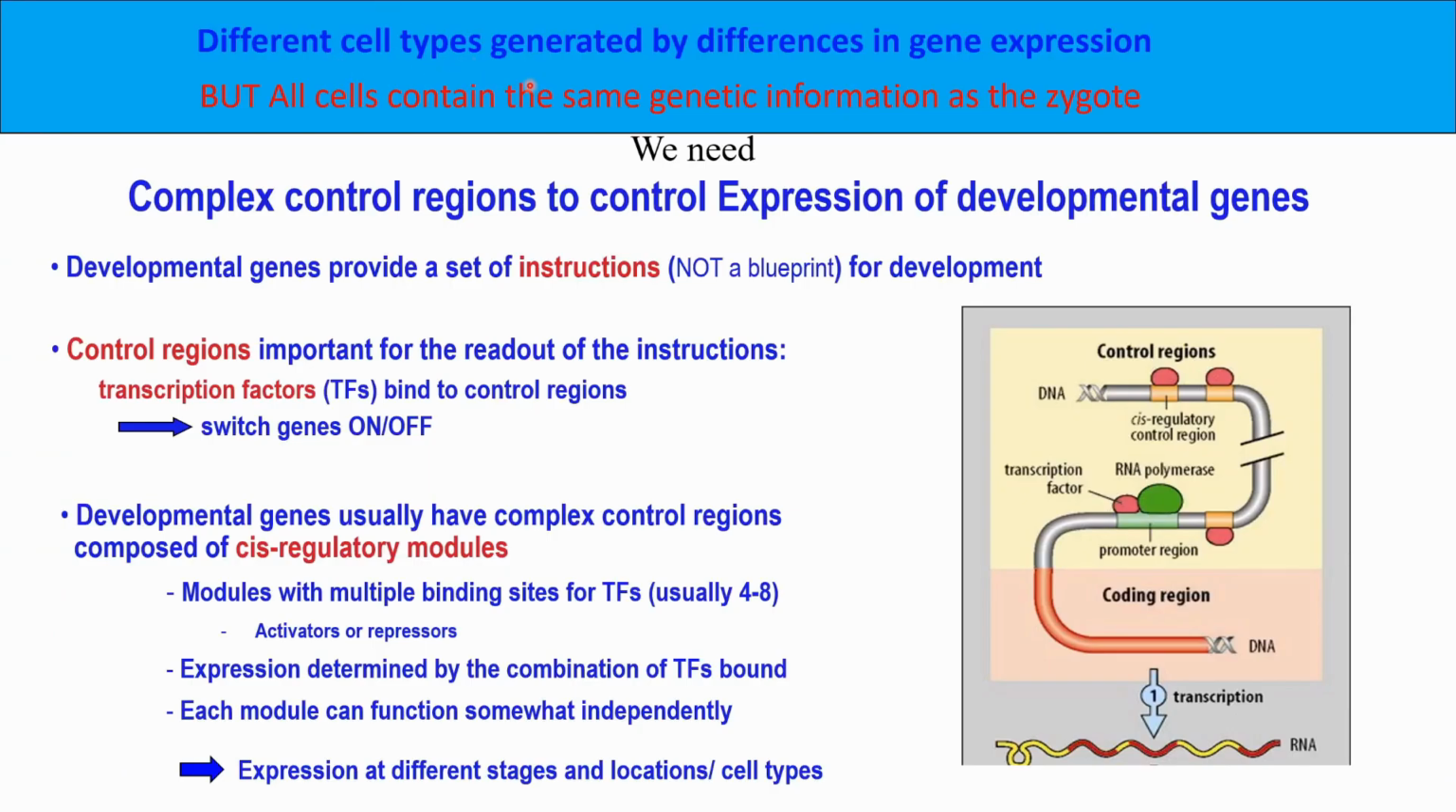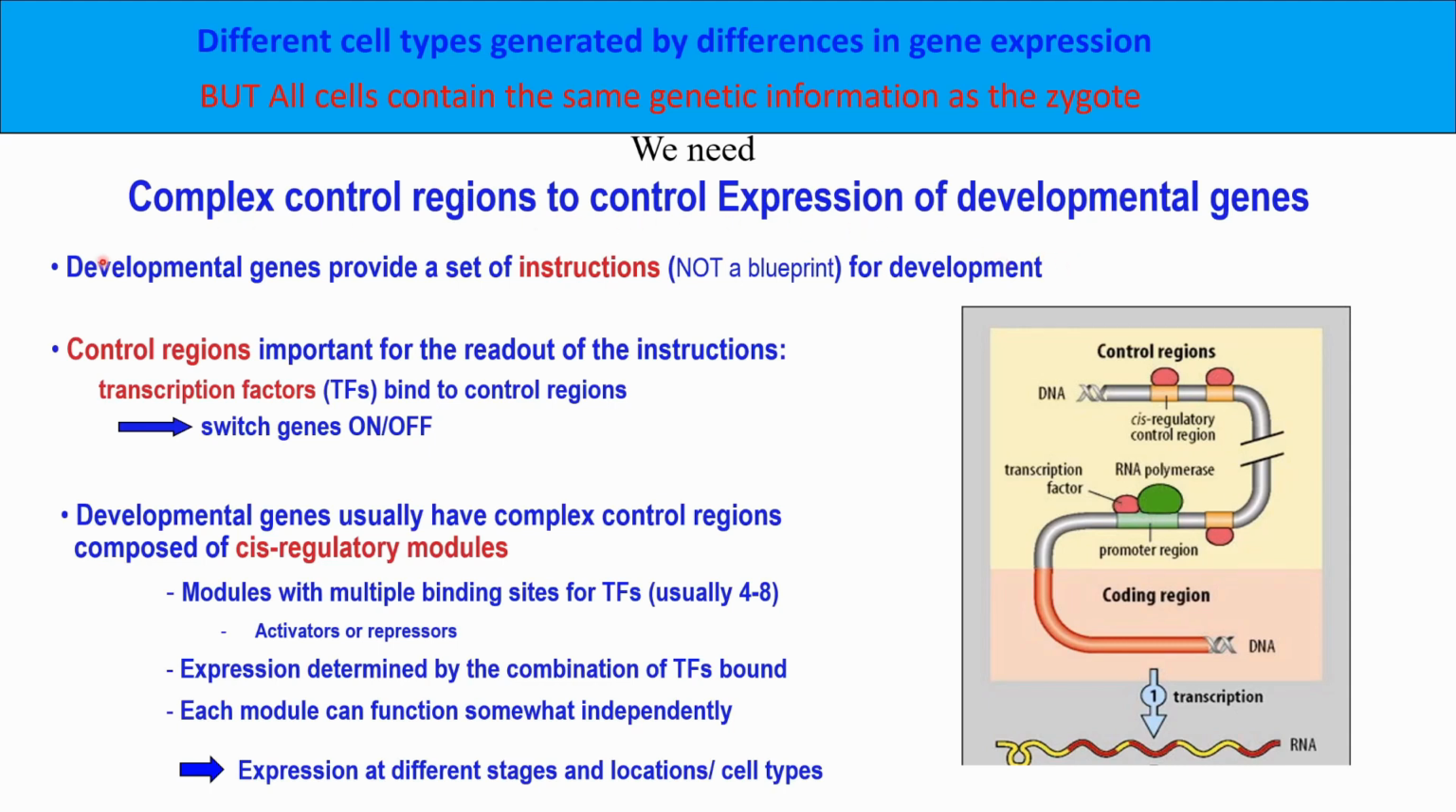So different cell types are generated by differences in gene expression, but all cells contain the same genetic information as in the zygote. Therefore, we need complex control regions to control the expression of developmental genes. We need to be able to switch them on when it's the right time, and we need to be able to switch them off and even keep them off. In the case of terminally differentiated cells, we do not want them to reinitiate expression. This is one of the things that could lead to cancerous growth, for example, or other diseases.